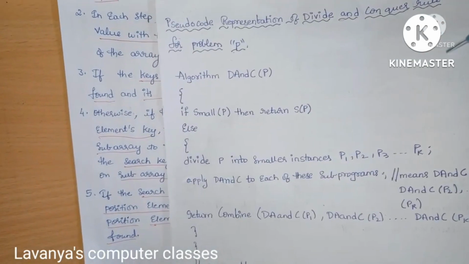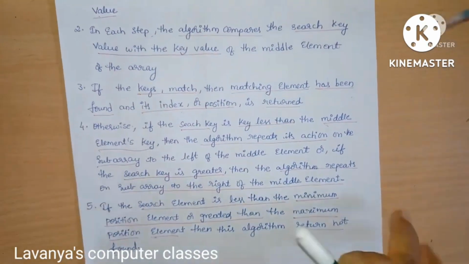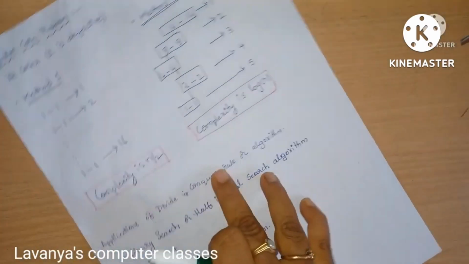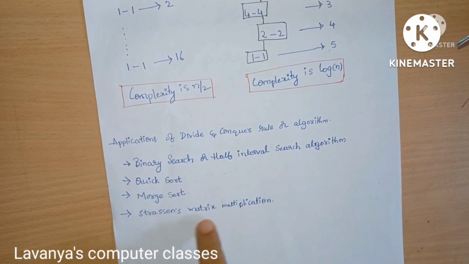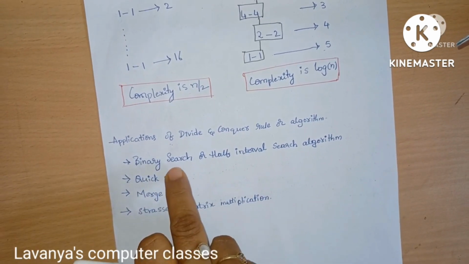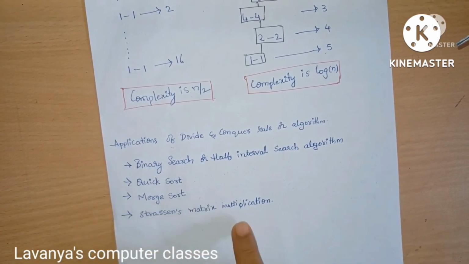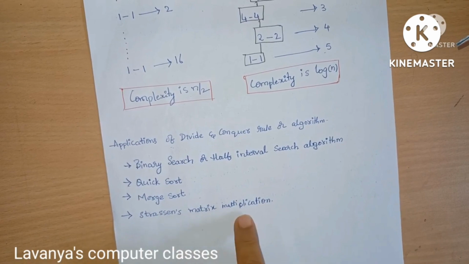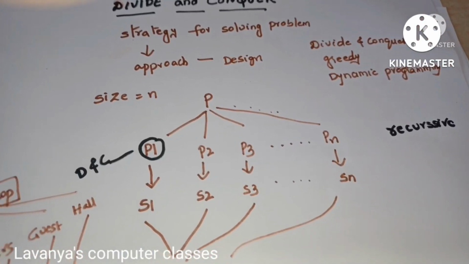In this we have so many applications. Those are binary search, quick sort, merge sort and Strassen's matrix multiplication. In the next videos I will explain each of them: binary search, quick sort, merge sort and Strassen's matrix multiplication.